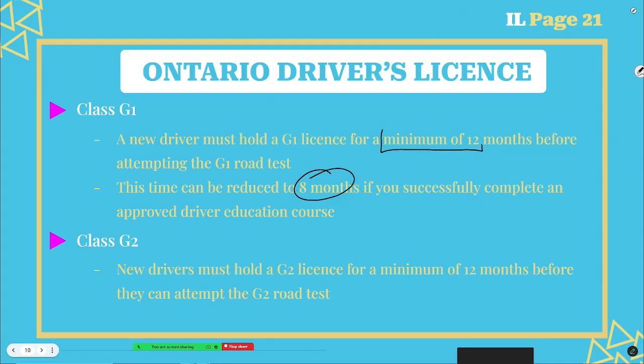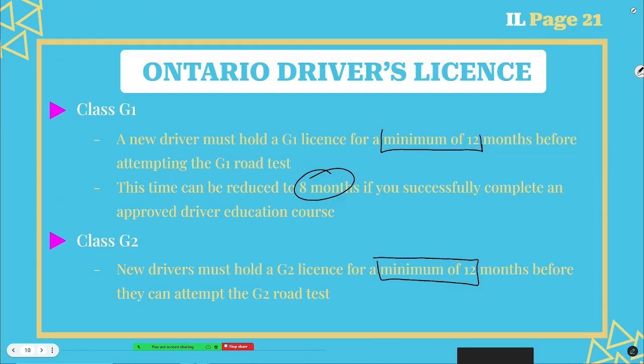Seeing that you have to have your G1 for at least 12 months, unless you're doing the education course, it's 8 months, you then move to the class G2. New drivers must hold a G2 license for a minimum of 12 months. So here is the 12 months regardless of whether or not you took the driver education course. 12 plus 8 is 20. That's why our minimum is 20 months.